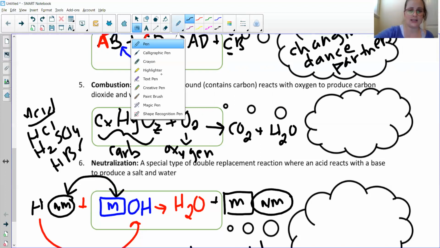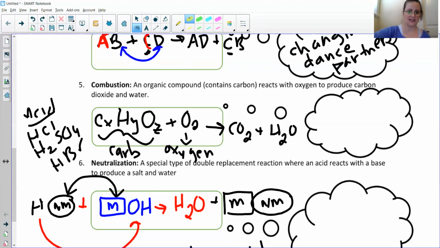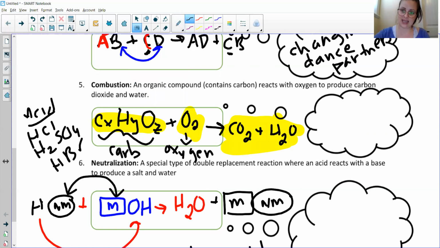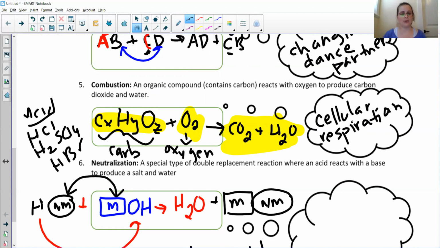So how we recognize a combustion reaction, it has this crazy carbohydrate thing that looks a little freakish, and we automatically start going, how am I going to balance that? Reacting with oxygen to form carbon dioxide and water. Carbon dioxide and water are always the products. So we look for carbon dioxide and water as our products. This happens in cellular respiration. So that's how we get our energy. We take our carbohydrates, we break them down, it produces carbon dioxide and water.